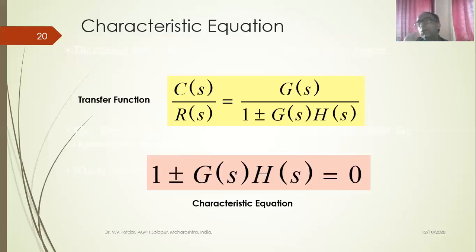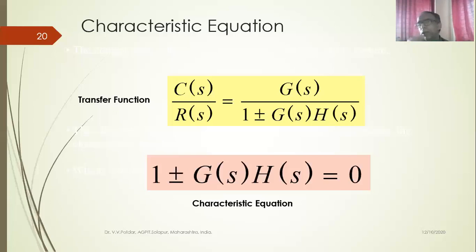Now, if you just recollect, we had taken one spring mass dashpot system example. Go back a few lectures. We had derived one equation for the spring mass dashpot system. If you remember, C(s) by R(s) for that spring mass dashpot system was equal to 1 upon maybe ms square plus bs plus k.